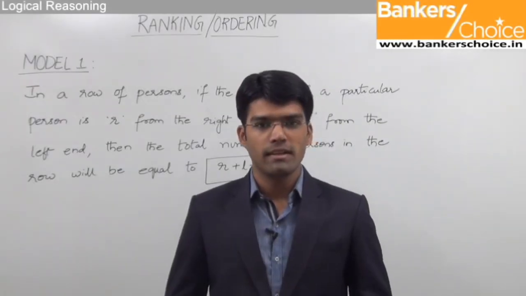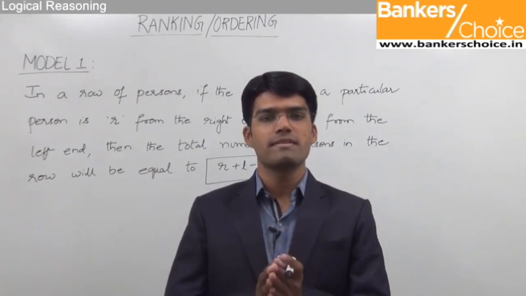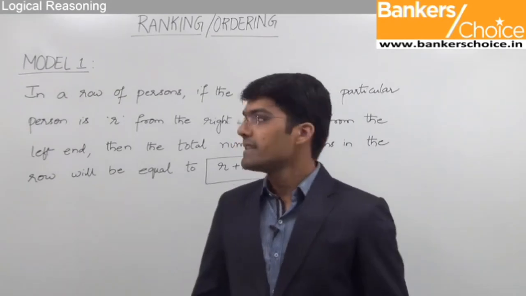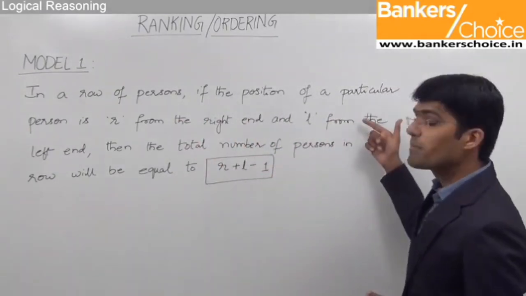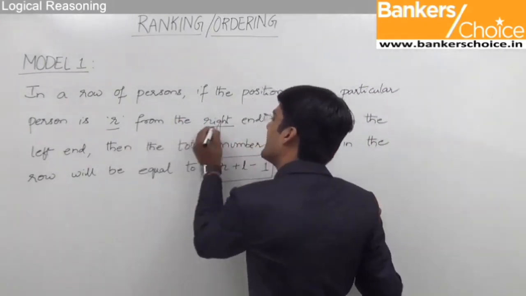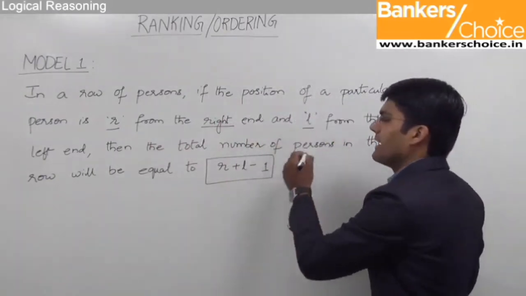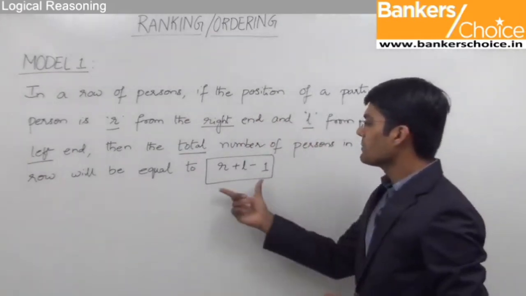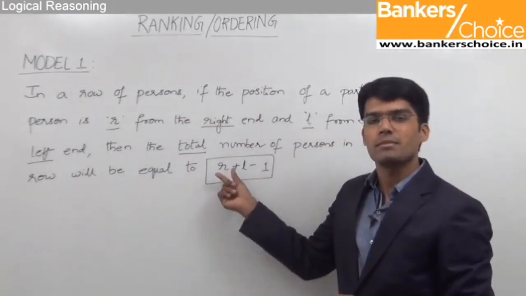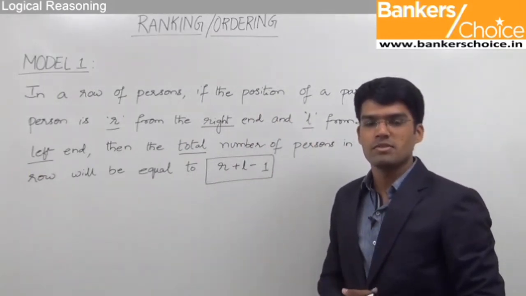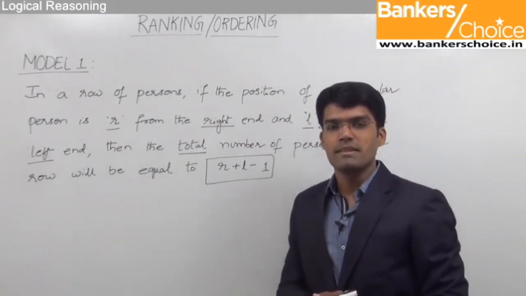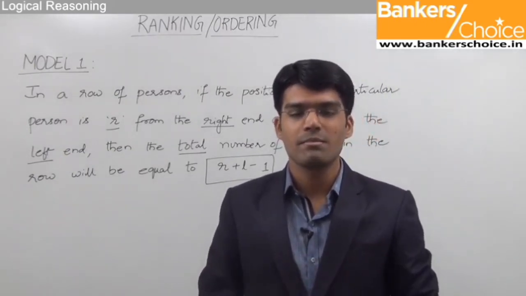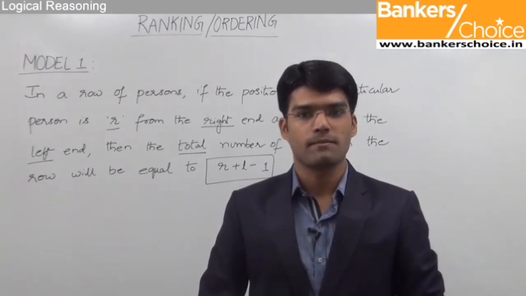Let us now discuss model 1, where we can find out the total number of persons in a row when we know the position of one particular person from both the ends. Let's say in a row of persons, if the position of a particular person is R from the right end and L from the left end, then the total number of persons in that row will be equal to R plus L minus 1, where R is the position of the person from the right end and L is the position from the left end. That means whenever we know the position of one particular person from both the ends of the row, the total number of persons can be calculated as R plus L minus 1.